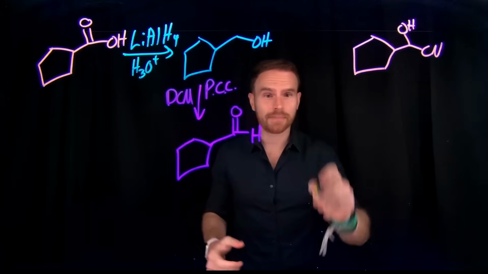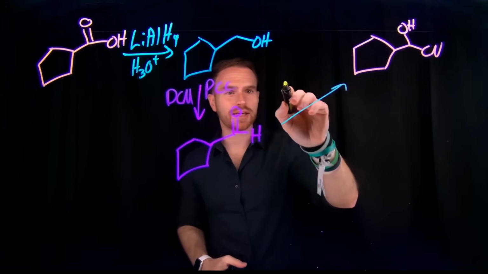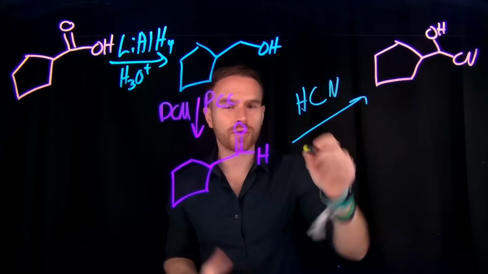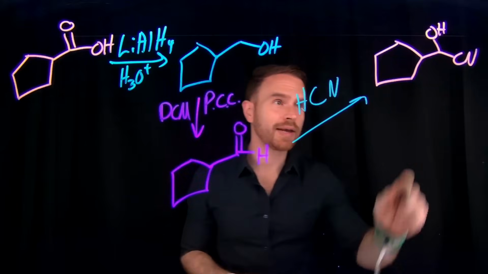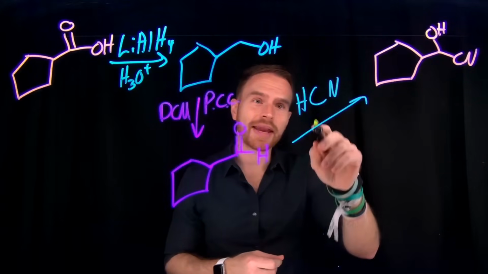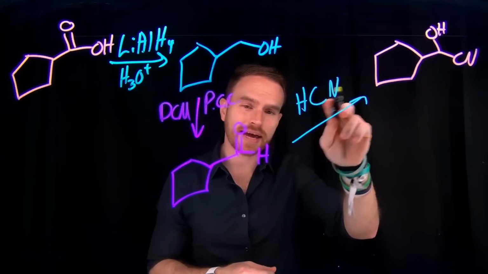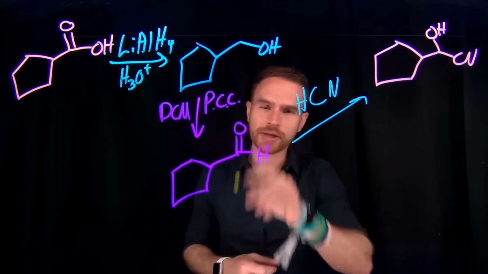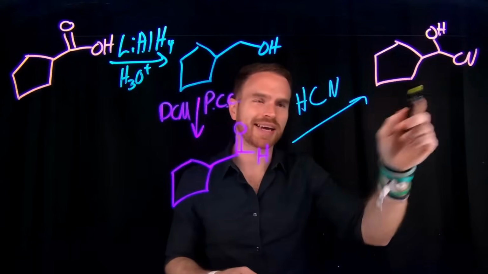And in our last step, to form the cyanohydrin, we just need to introduce HCN, which will allow us to transform the aldehyde into the cyanohydrin by first protonating the carbonyl oxygen and then having a nucleophilic attack where the cyano group will come and attack the carbonyl carbon, kicking up the pi electrons and giving us this product.